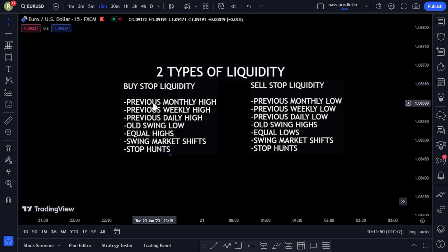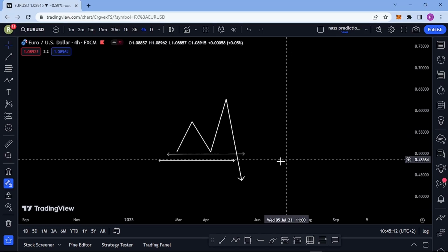For buy stop liquidity, we should look for the previous monthly high, previous weekly high, previous daily high, all swing lows, equal highs, swing market shifts and stop hunts. With sell stop liquidity, we should look for previous monthly lows, previous weekly lows, previous daily lows, all swing highs, equal lows, swing market shifts and stop hunts. What is sell stop liquidity?